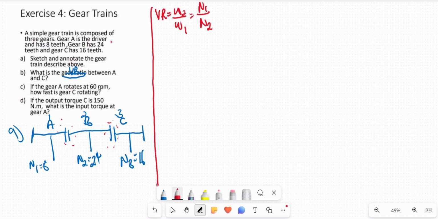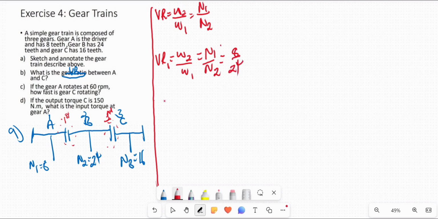So now that we have more than just 2 gears, the velocity ratio is the product of all the individual velocity ratios at each of the meshing. So this is the first meshing, and this is the second meshing. So we'll first calculate VR1 at the first one. It's equal to omega 2. Which one is being driven? Omega 2. And which one is driving? Omega 1. This is equal to N1 over N2. What is N1? N1 is 8. And N2 is 24. It's 8 over 24.